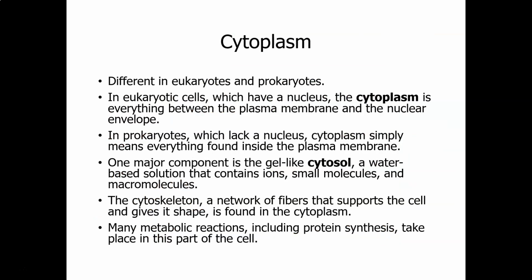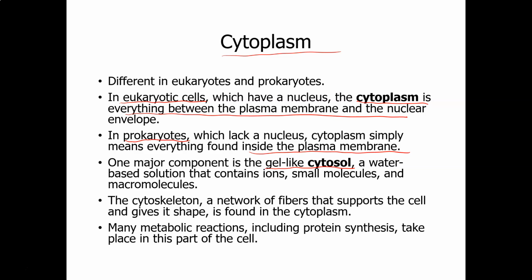The cytoplasm is different in eukaryotes and prokaryotes. In eukaryotic cells, the cytoplasm is everything between the nucleus and the plasma membrane. In prokaryotic cells, they don't have a nucleus, so the cytoplasm is everything inside the plasma membrane. The gel-like fluid inside of a cell is called cytosol, and it's got ions, small molecules, and large molecules dissolved in it.